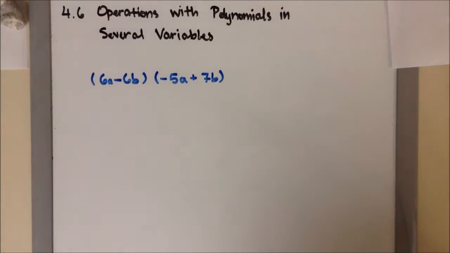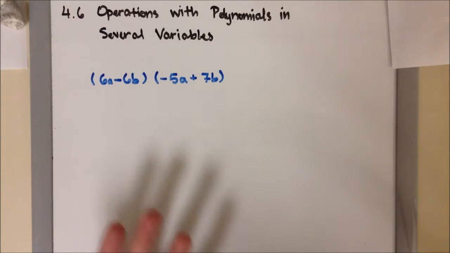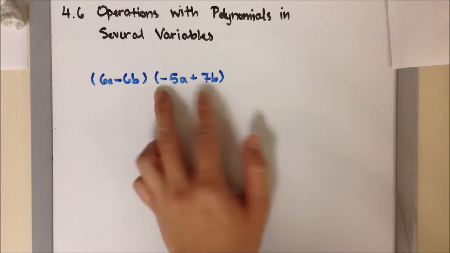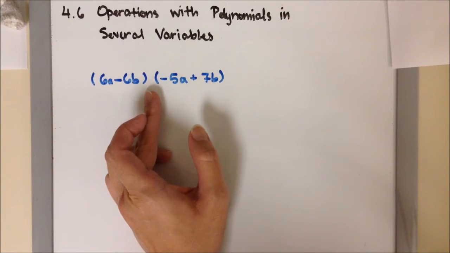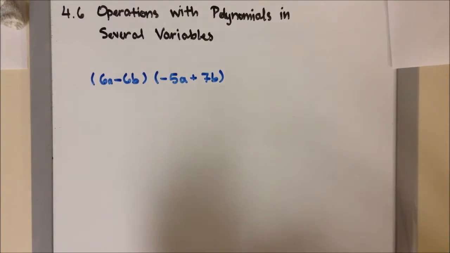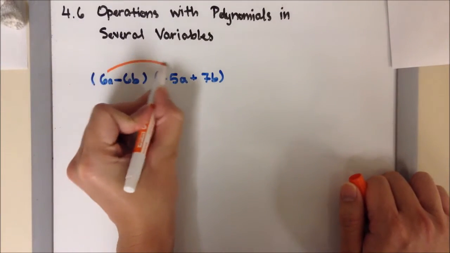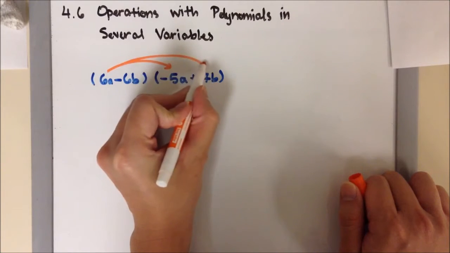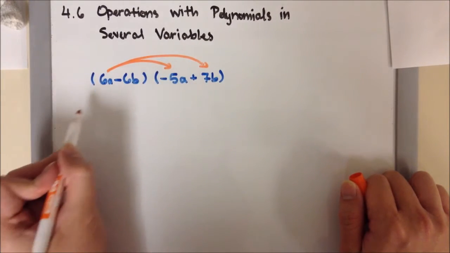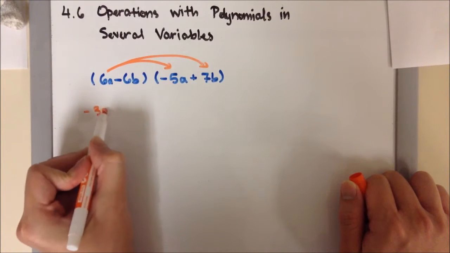In this second example, it's very similar to the first one. A binomial term multiplying to the other binomial term, and again, since I don't have a plus or minus in between, it means it's going to be multiplying. So I'm going to start off with my 6a, going to multiply to these two terms in the second set. 6a times negative 5a will be negative 30a squared.